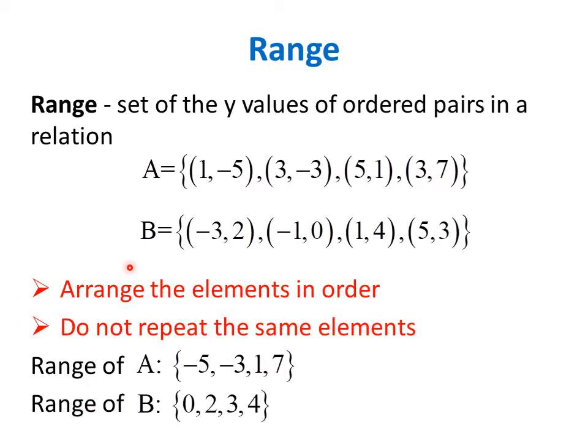Now, the range of the relation B consists of 2, 0, 4, and 3. So again, we have to arrange the elements in order. Therefore, the range of B is the set of 0, 2, 3, and 4.